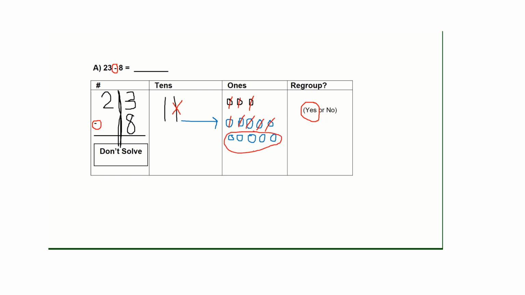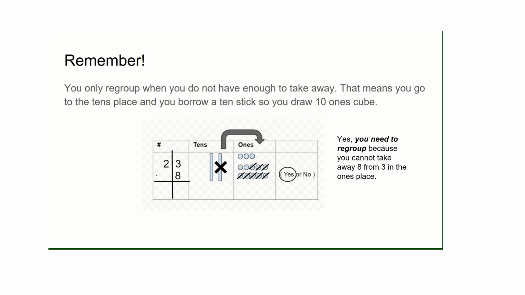So for this problem, I had to regroup because I did not have enough in the ones place first, so I had to borrow from the tens place to get a ten stick to make 10 ones cubes. So for this problem, I regrouped. So remember, you can only regroup when you do not have enough to take away.